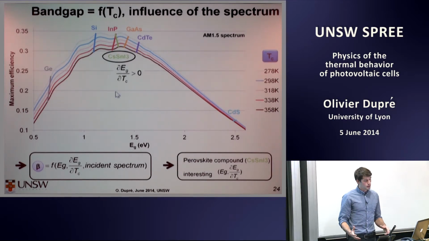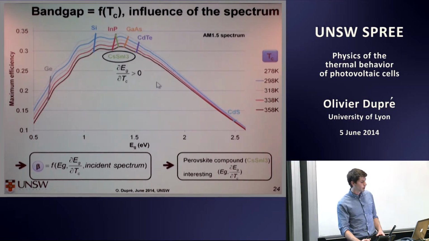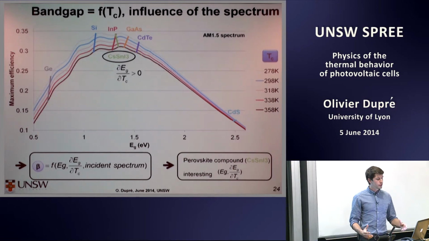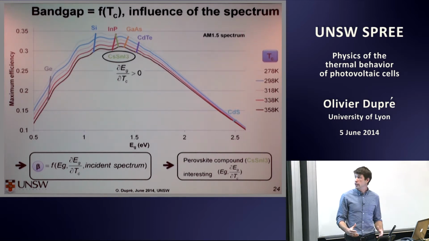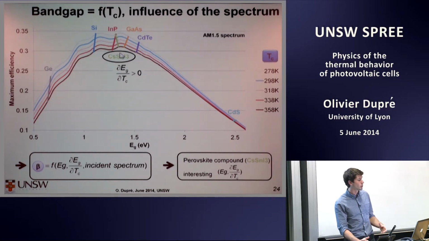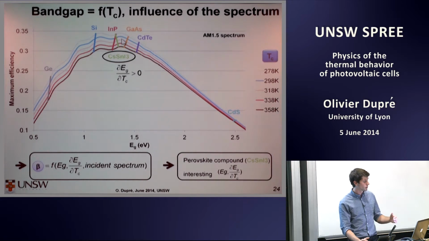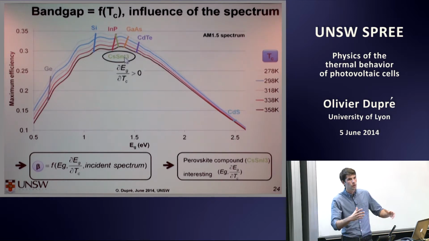Except one particular semiconductor that is a perovskite compound, and it's pretty interesting to note that its variation of band gap with temperature is positive, and that means that it could be really interesting in terms of temperature coefficient, because we have seen that the optimal gap for converting the incident radiation increases when the cell temperature increases. We see here that the maximum is shifted to a larger value, and that this perovskite compound happens to have exactly the good variation of gap with temperature to follow this trend.